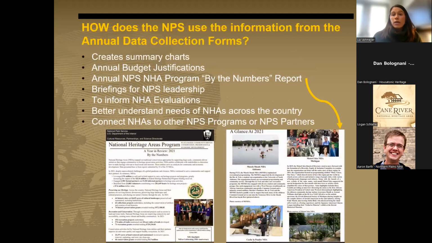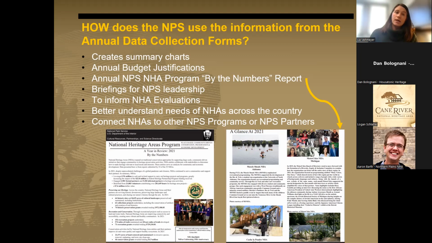So getting to how we actually use this information that's collected? Multiple ways. I usually refer back to it multiple times during the year. Some of it is I'll compile it and create a summary chart that shows everyone's data on one document. We sometimes use it if we're asked for annual budget justifications in developing the Green Book, which is the executive branch's request to the Hill in terms of what they would like a budget to look like.